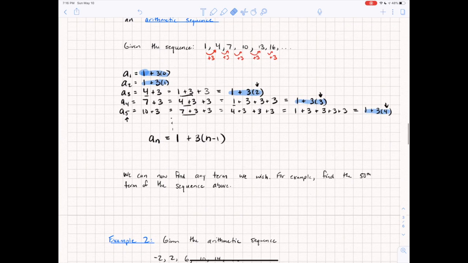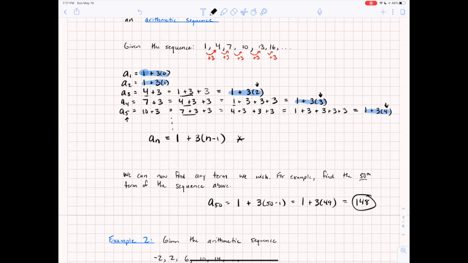So if I want to find the 50th term, like we were talking about earlier with the recursive, I don't have to add 3 49 times. I can use this expression by saying A50 is equal to 1 plus 3 times 50 minus 1, 1 plus 3 times 49. And if you type this in, 3 times 49 is 147, so plus 1 is 148. So the 50th term in this sequence would be 148.